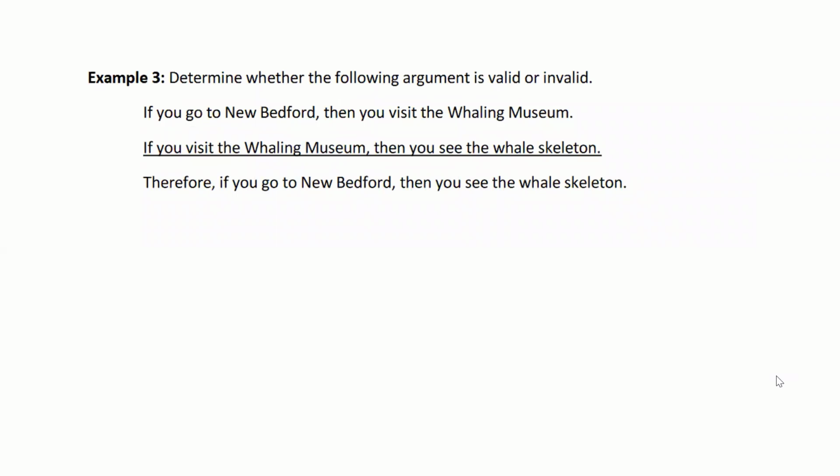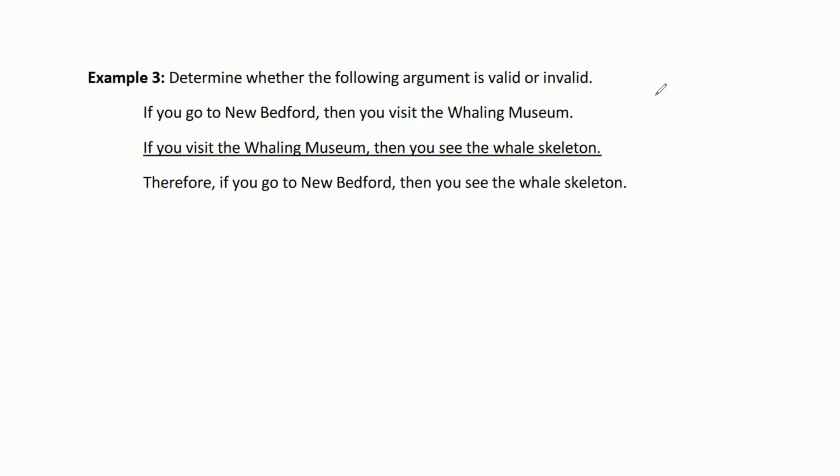Example 3. Determine whether the following argument is valid or invalid. If it doesn't say you need to do the problem out, we want to see if we could compare it to a standard argument. So if you go to New Bedford, then you visit the Whaling Museum. If you visit the Whaling Museum, then you see the whale skeleton. Therefore, if you go to New Bedford, then you see the whale skeleton.